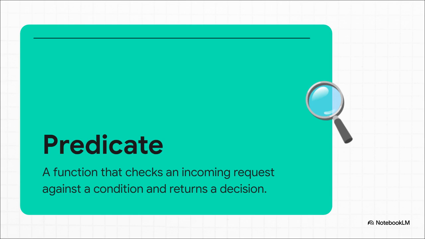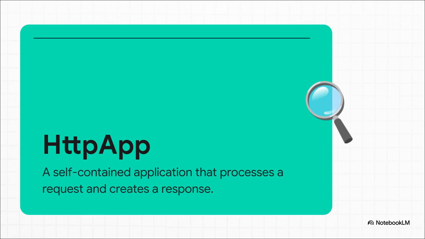It's just a simple function, and all it does is look at a request and ask a yes or no question. Something like, hey, does this URL start with /api, or is this a POST request? It's important to remember it doesn't actually do anything to the request. It just makes a decision. That's it. Now, what happens if that predicate says yes?